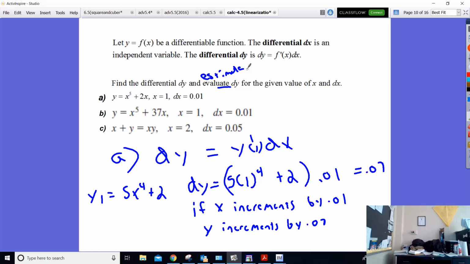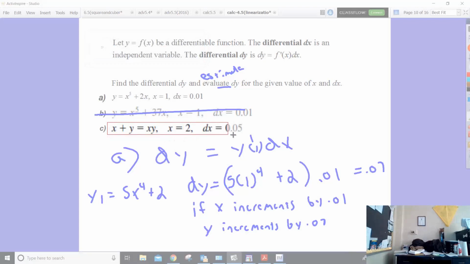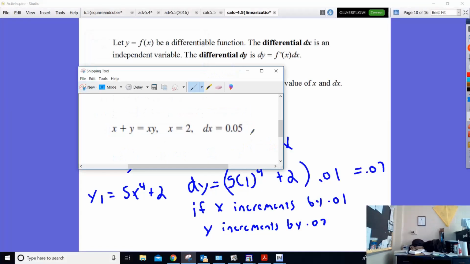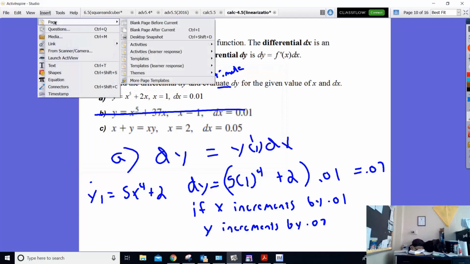Let's see here. Let's do C. B looks like the same exact type of problem. C looks a little bit different. One, I'm pretty sure that I see implicit differentiation. I don't know. I'm going to look at it.